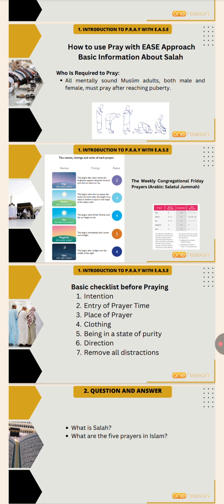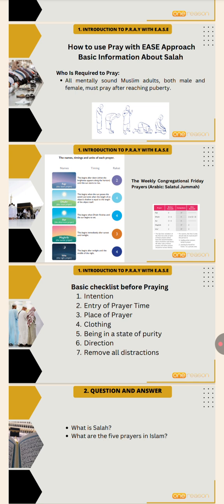The Asr, which is the afternoon prayer. This begins when Dhuhr finishes until the sun begins to set. And the number of rakas is 4. Maghrib, the sunset prayer. The timing is, this begins immediately after sunset until twilight. And the number of rakas is 3. Isha, which is the night prayer. This begins after twilight until the middle of the night. And the number of rakas is 4.